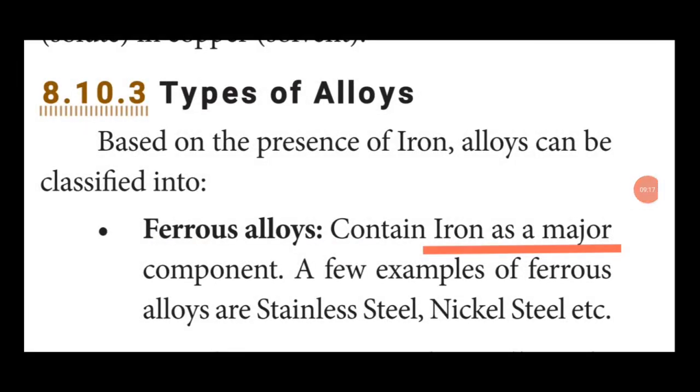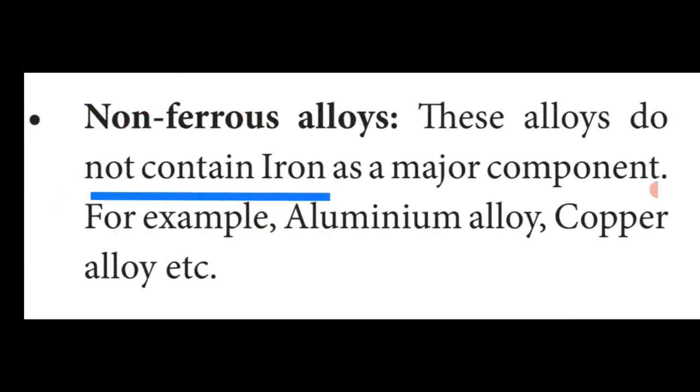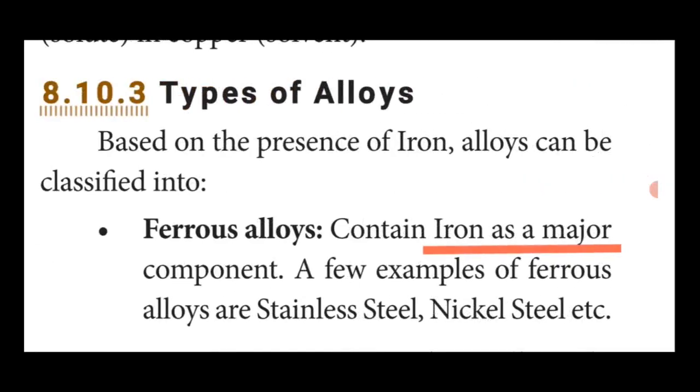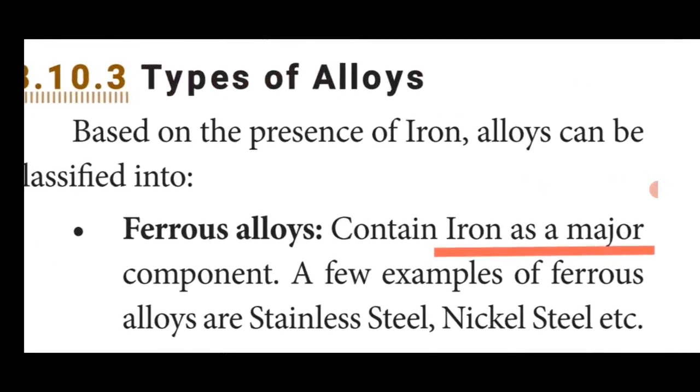Let's see types of alloys. Based on the presence of iron, the alloys can be classified into two types. One is ferrous alloys, another one is non-ferrous alloys. First, learn about ferrous alloys. Ferrous means the alloy contains iron as a major component. For example, stainless steel, nickel steel. These are the ferrous alloys.